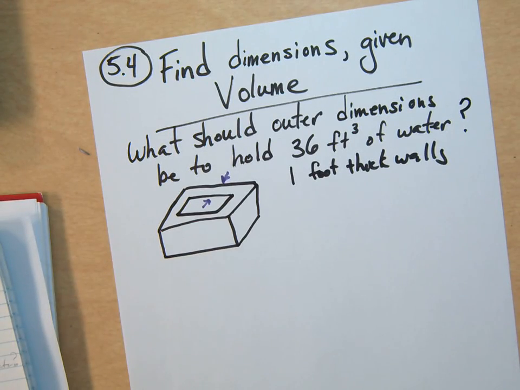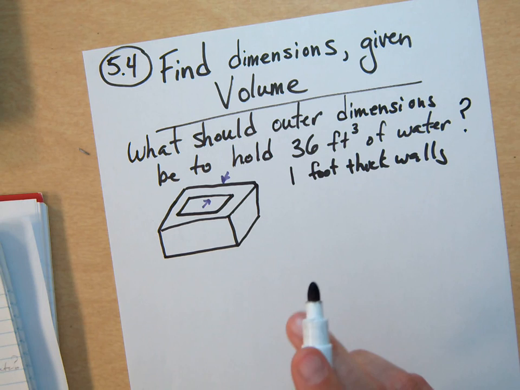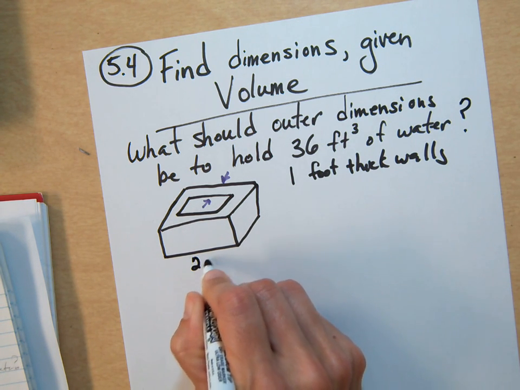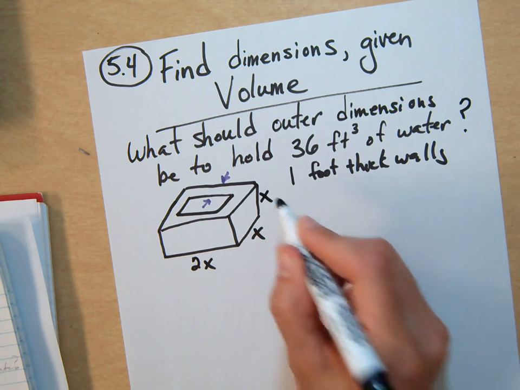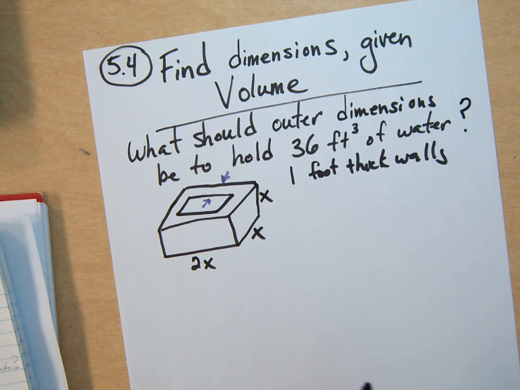So the hardest part is always writing the equation, but the dimensions are also given. So you're told that the length is twice the width, so that would be 2x and x, and you're told the height is the same as the width. So basically this is like a square here, this is twice as long. Okay, so if we want to multiply, what should the outer dimensions be to hold 36 feet cubed of water?